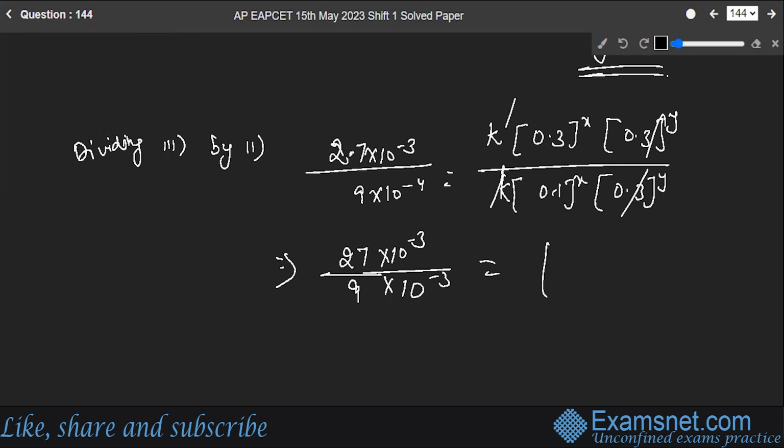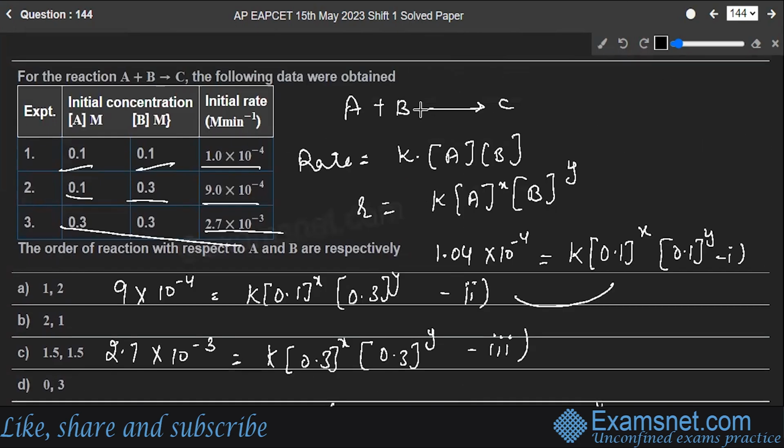This is equal to 3 power x. So they will cancel at 3. This is equal to 3 is equal to 3 power x. That gives you x is equal to 1. And that's what we needed to find out. What we needed to find out was the order of the reaction with respect to A and B respectively. So the order of reaction with respect to A is 1 and with respect to B is 2. That makes option A the right answer.